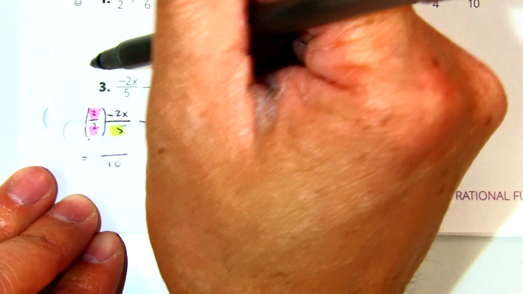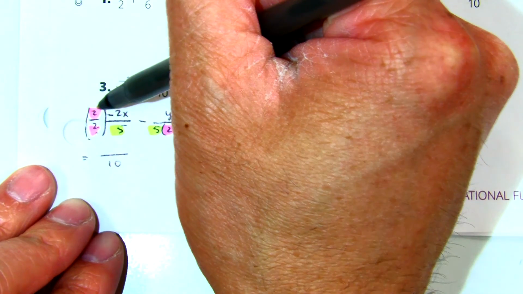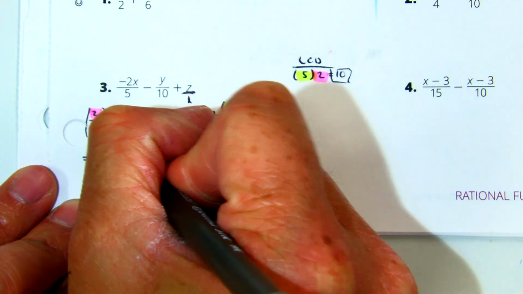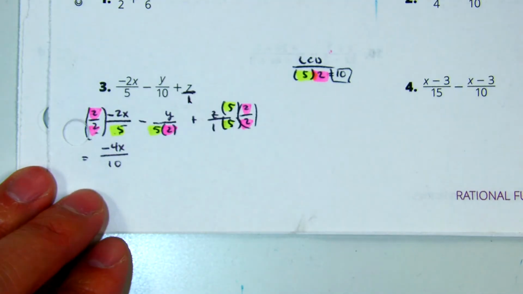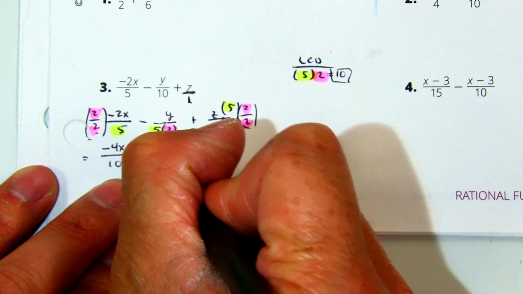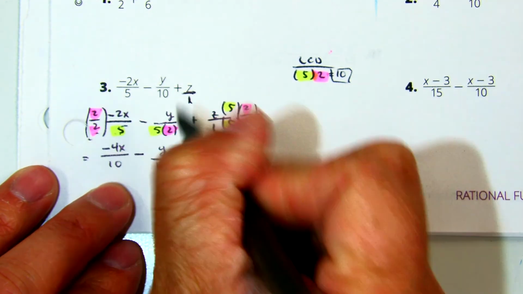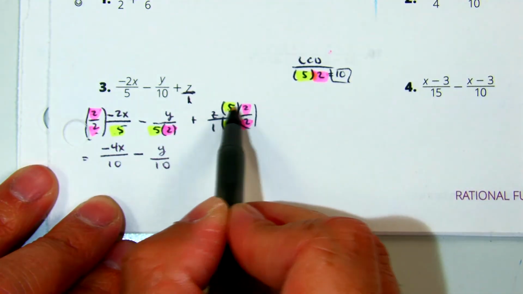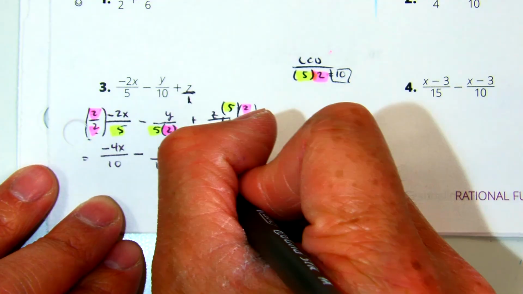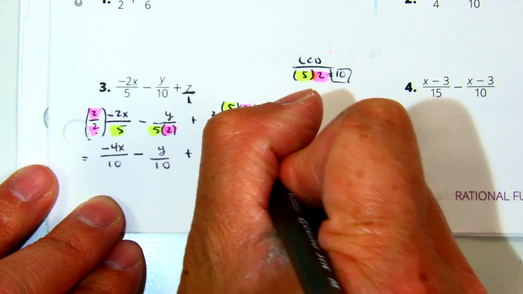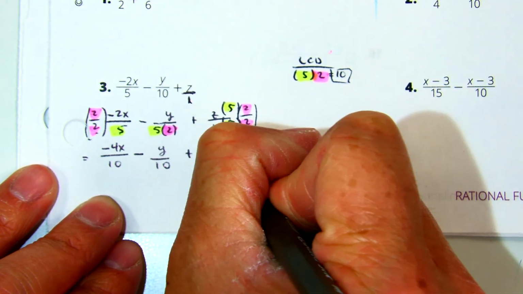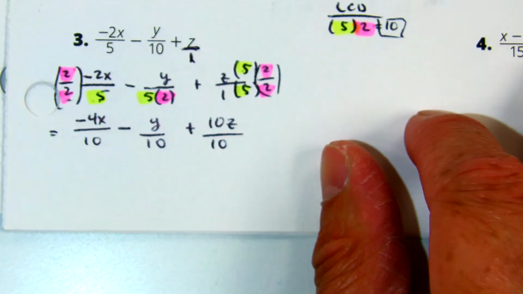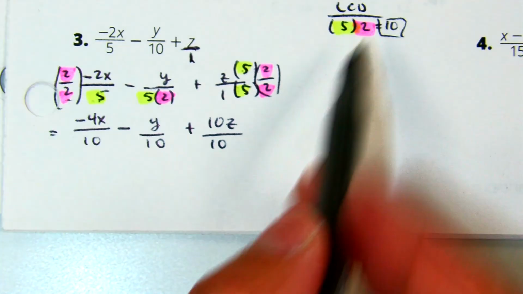Now, you also will need to simplify here. So 2 times negative 2x is negative 4x. This one will be subtracting y over 10. And this one, class, what is 5 times 2? 10. So essentially this is 10 over 10. So if I distribute here, this will become 10z over 10. So I want all of my denominators to be 10.